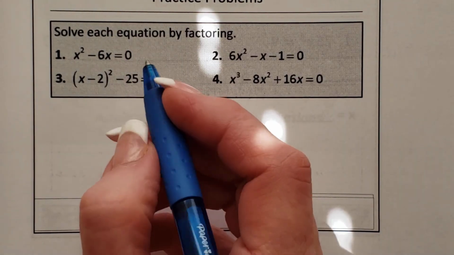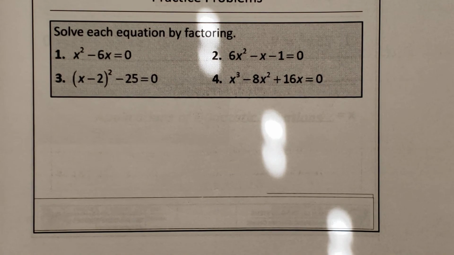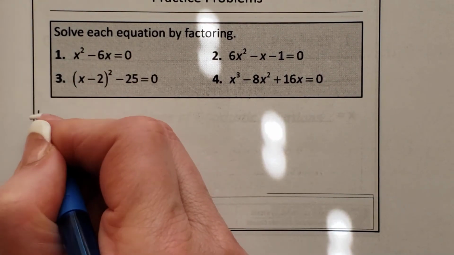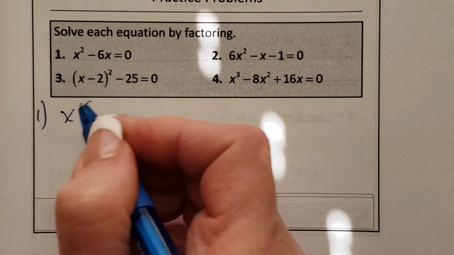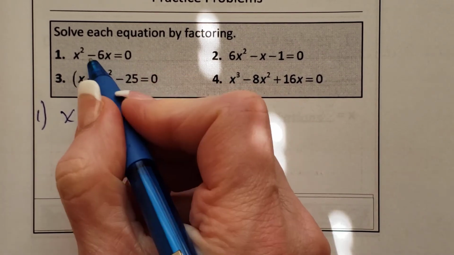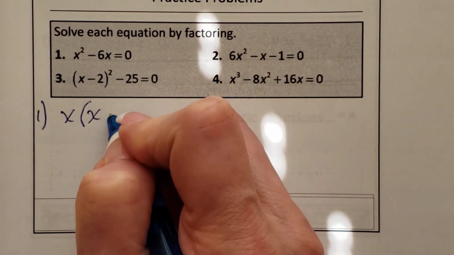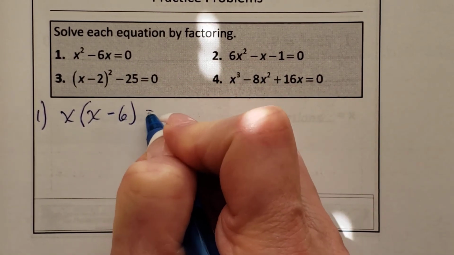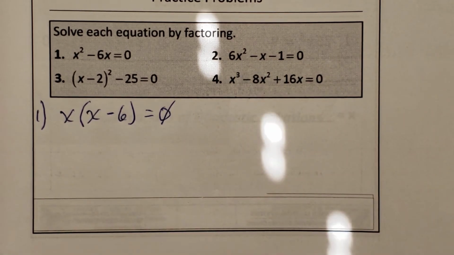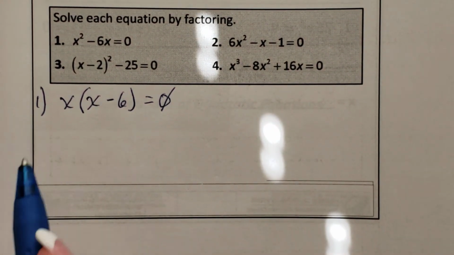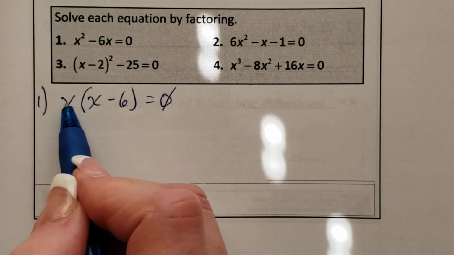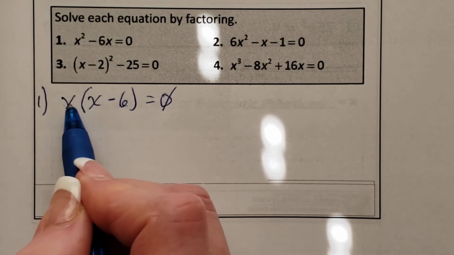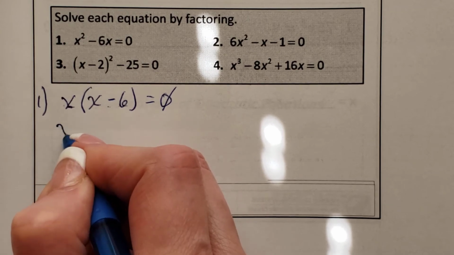So number 1, the first thing I notice is that I can pull out an x from both of these terms. So I'm going to pull out an x. Well, x squared divided by x is x. Negative 6x divided by x is negative 6. Now, what could x be to make this true? Well, x could be equal to 0 because if this were 0, it wouldn't matter what this is. 0 times anything is 0. So x could be 0.